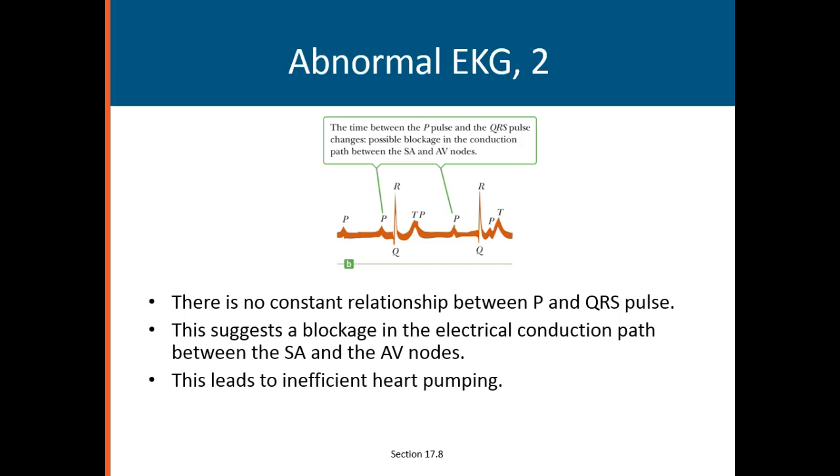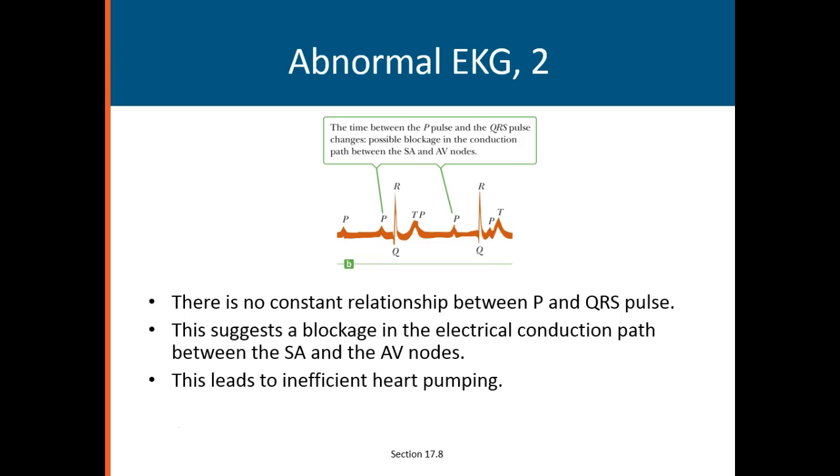abnormal EKG number 2. The time between the P pulses and the QRS pulses varies, changes. That's a possible blockage in the conduction path between the SA and the AV nodes. Go back and review what that is. That's not a very good looking situation, but that tells them something. If there's a blockage in the conduction path, there's no constant relationship between the P and the QRS pulse. This suggests a blockage of the electrical conduction path between these.